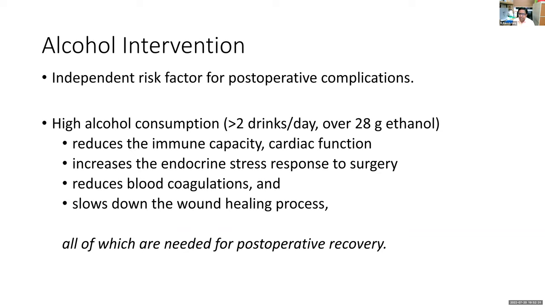And especially when the alcohol consumption is high, it can affect the immune capacity, it can affect the cardiac function, it can reduce the stress response by the endocrine axis that we have for responding to the surgical stress. It also affects the coagulation system. It also delays the macrophages coming at the incisional site and thus delays the wound healing process. And this all will lead to delayed recovery in the postoperative period.